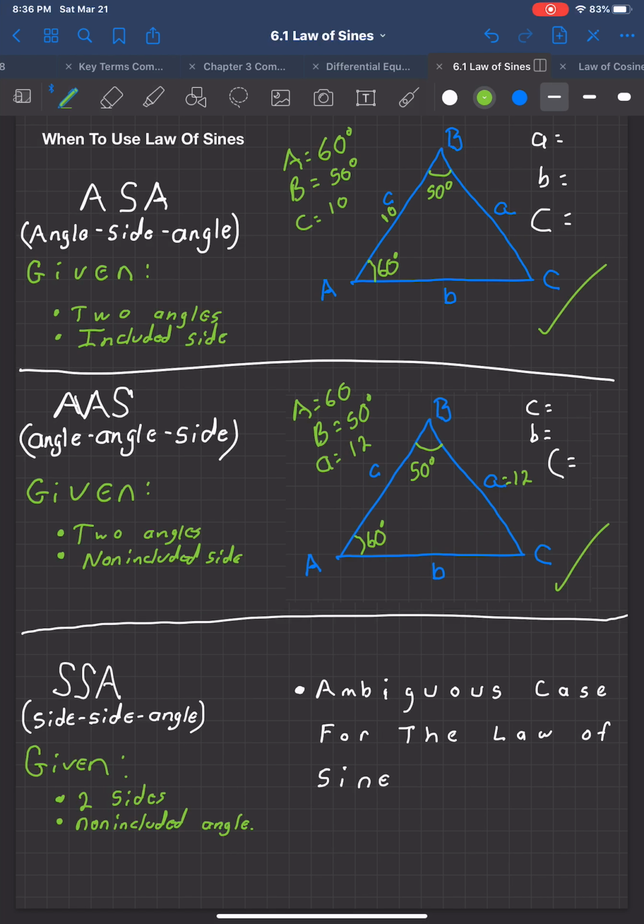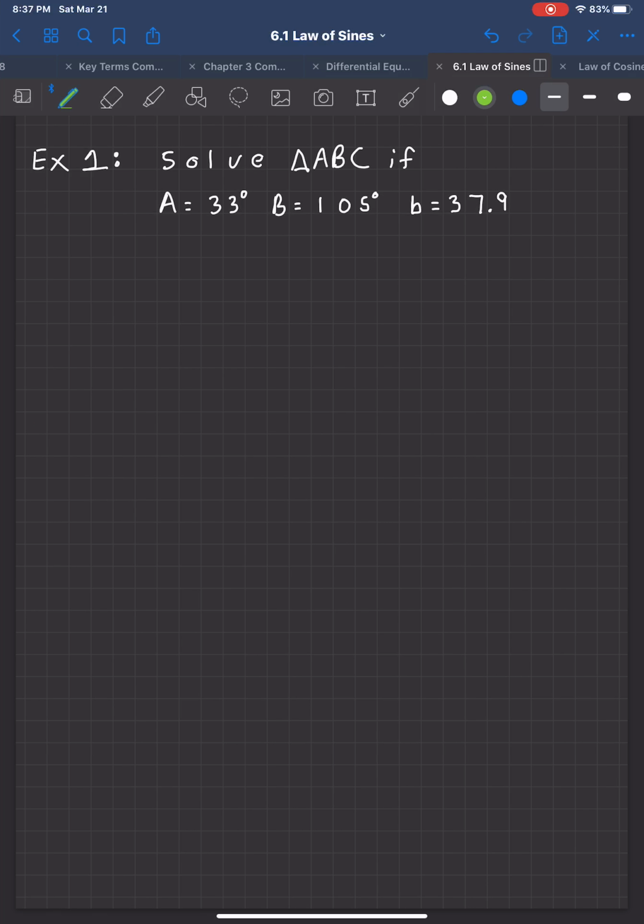But what I want to go ahead and say for right now is if you have a scenario where you have a side side angle, then you need to slow down, because this last situation is the toughest problem that I can give you, right? It's actually called the ambiguous case for the law of sines, and we're going to come back to it probably in part B of this video. But for right now, let's jump in. Let's start using the law of sines.